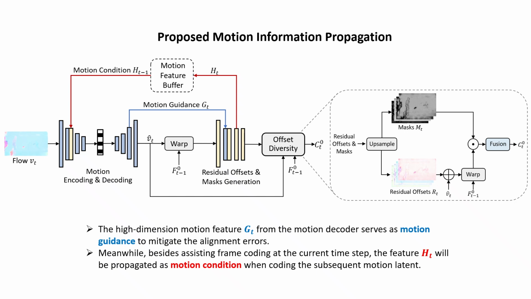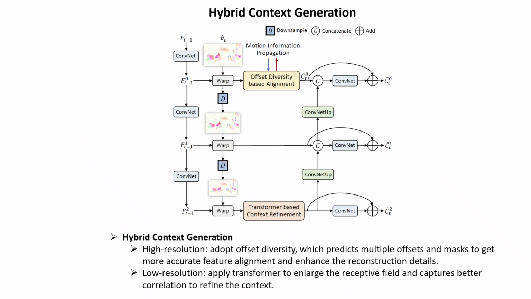The bidirectional information interactions can also assist to achieve the synergy between motion coding and frame coding, leading to a better rate trade-off. Another advance of DCVC-MIP is the hybrid context generation. There are various types of motion in the video, from simple camera motion to sophisticated human activities. For the high-resolution context feature, we adopt offset diversity, which predicts multiple offsets and masks to get more accurate feature alignment and enhance the reconstruction details.